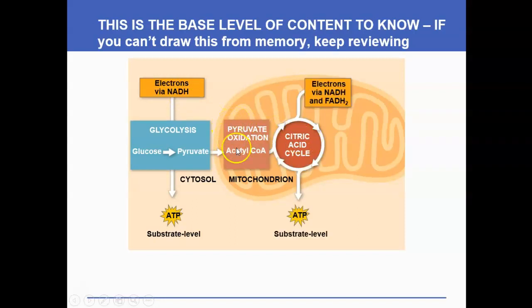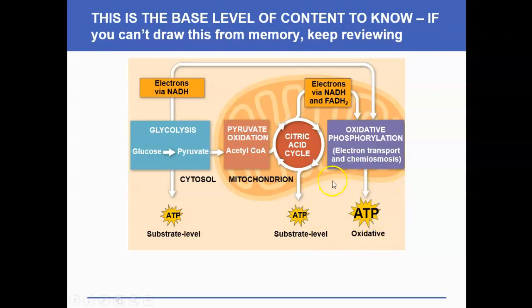Steps 2 and 3 are the pyruvate oxidation and the formation of acetyl-CoA, and then into the citric acid cycle. These 2 steps occur within the mitochondria, so this is where that organelle is required. In these steps, we're going to get back more high energy electrons that we're going to use for the 4th and final step. We also get a little bit of ATP out, again, by substrate level phosphorylation.